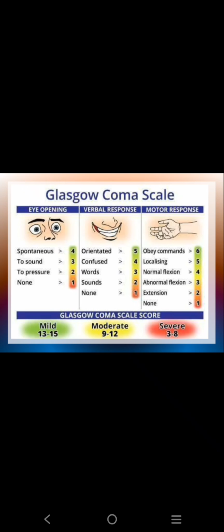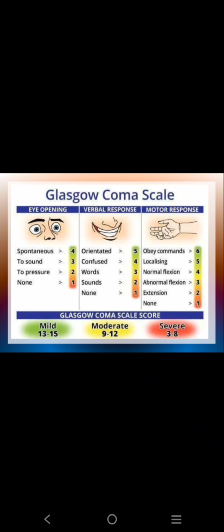That is, he is sometimes opening his eyes and looking at his surroundings. Then it comes under the spontaneous group, that is under grade 4. Then to sound: if we make any sound or call that patient, and that person opens his eyes, then he is coming under grade 3.